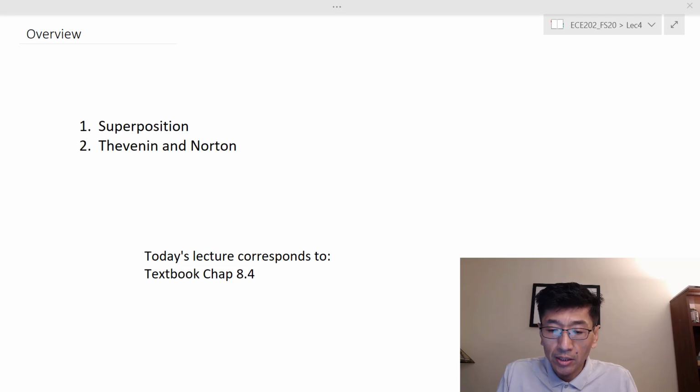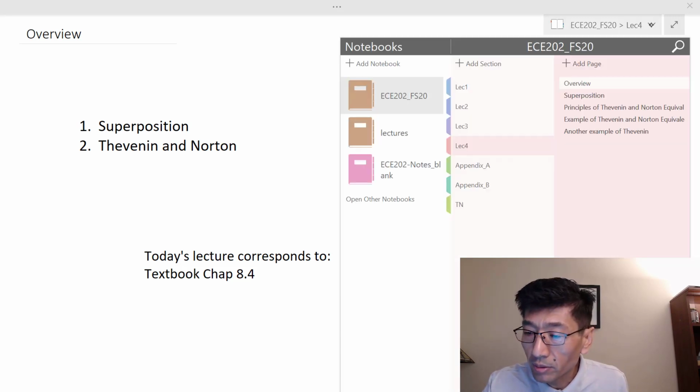Okay, so two topics. One is superposition, which is one of the fundamental theorems in linear circuits. And the second one is the Thevenin and Norton equivalent circuits. Let's look at the first one.